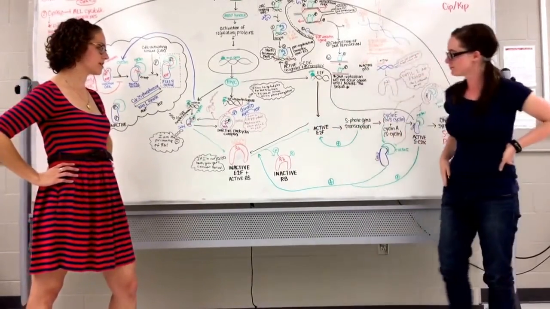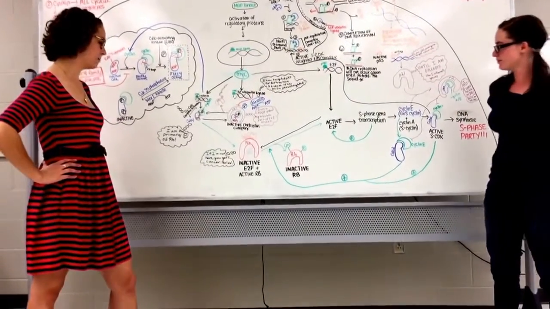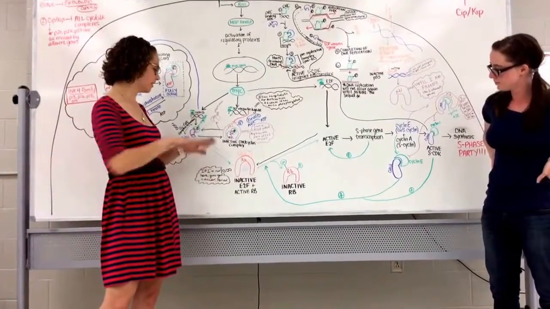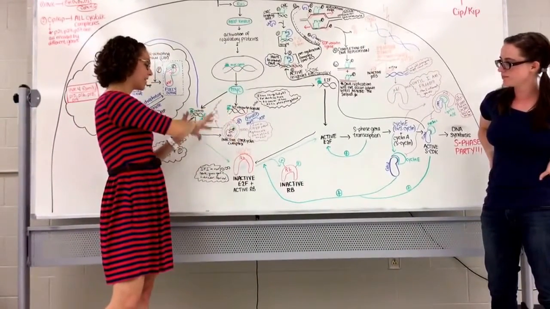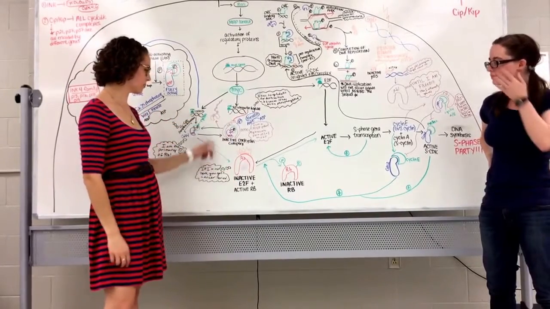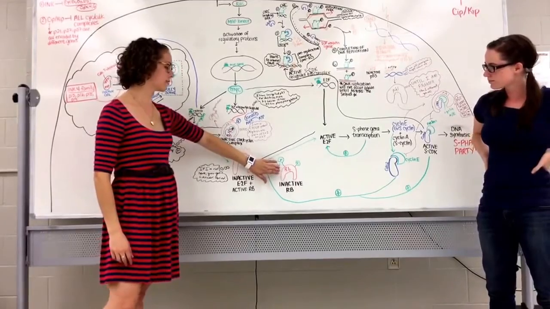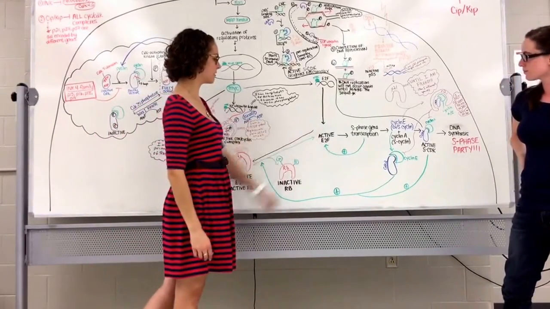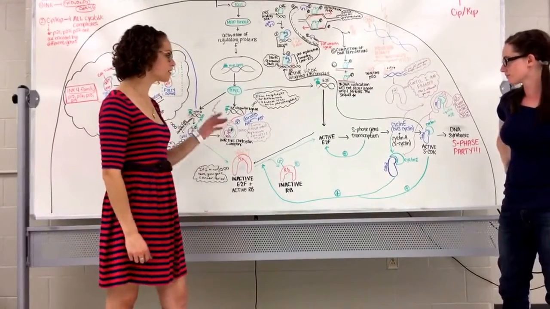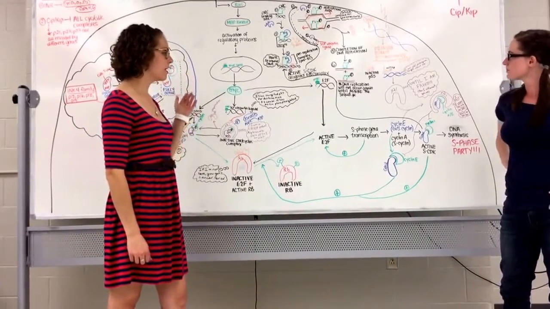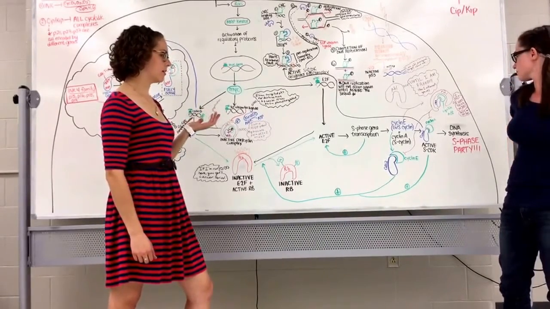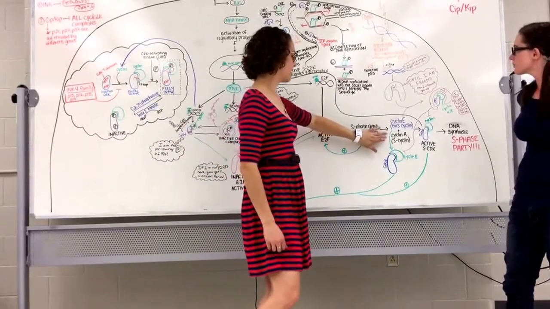E2F is in its active form when it's free, but when RB is active, which means it's not phosphorylated, the master regulator in its active form inactivates E2F. So it's that phosphorylation that releases RB to get us back to our active E2F. Once we have active E2F, it leads to S phase gene transcription, and then we get cyclin E, a G1/S cyclin, and cyclin A, which is an S cyclin.